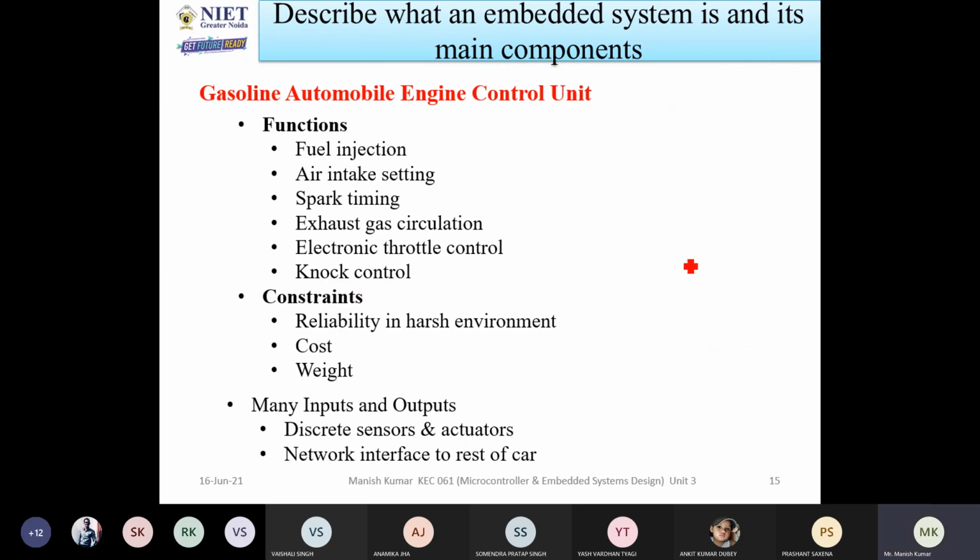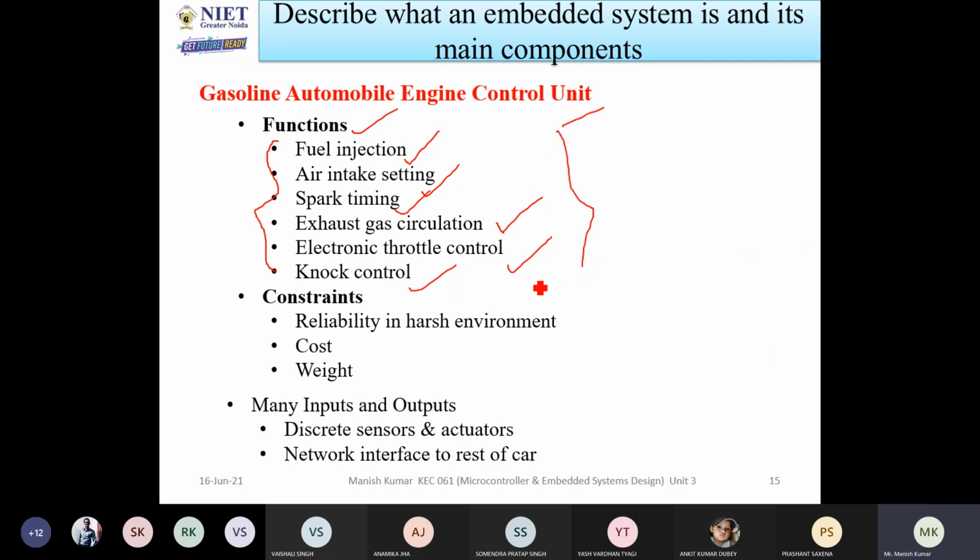Now, when you are talking about the gasoline automobile engine control unit, I will discuss something. You can check what the functions of this engine are: fuel injection, air intake settings, spark timing, exhaust gas suppression, electronic throttle control, knock control. These types of functions will be carried out by this processor.